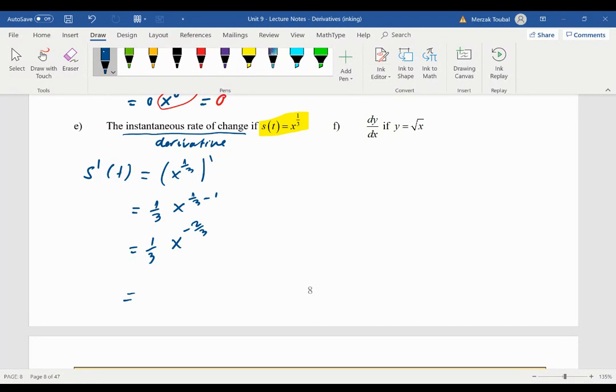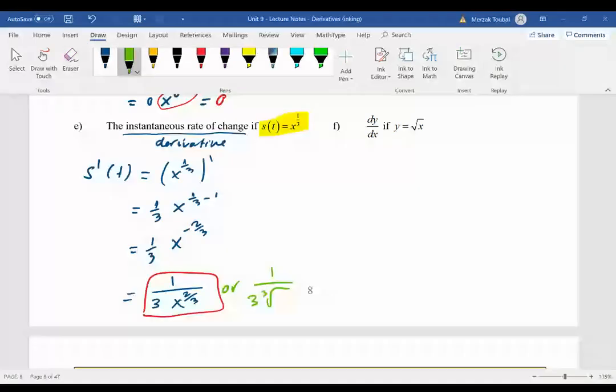And I would like to move the x to the denominator, so it's going to be 3 x to the 2/3. You don't have to worry about rationalizing. So either we keep it as 1 over 3 x to the 2/3, or we can write the cube root of x squared. Either answer is fine.